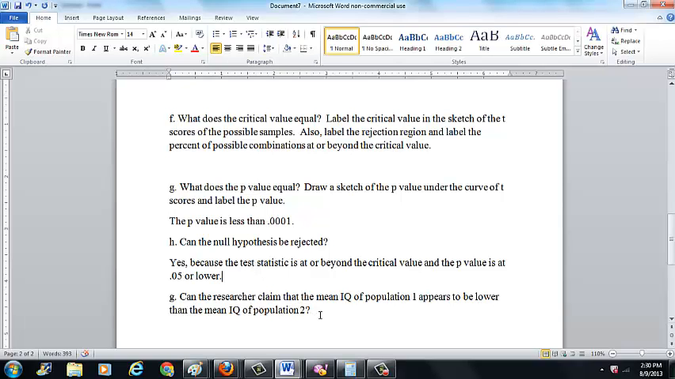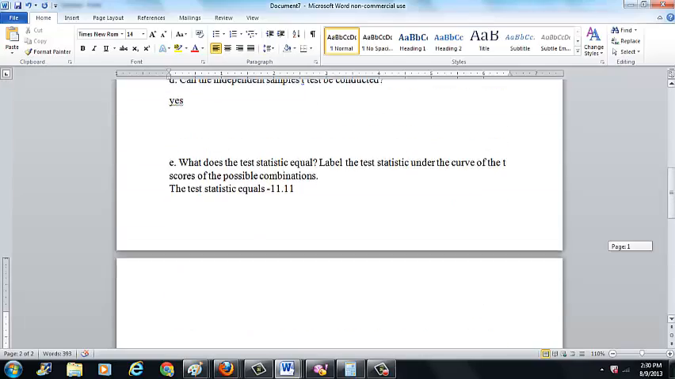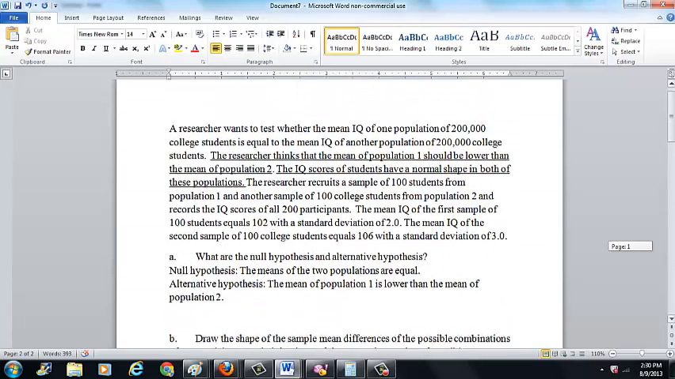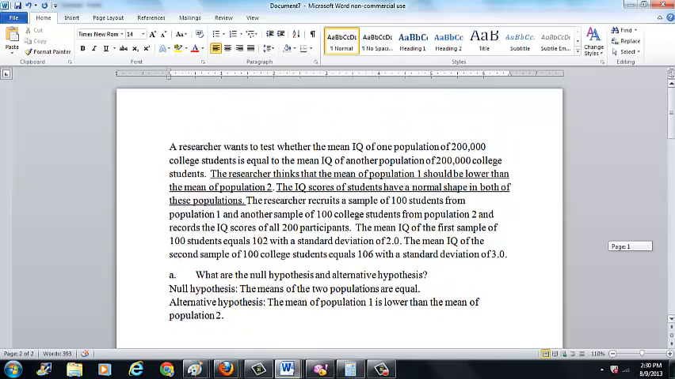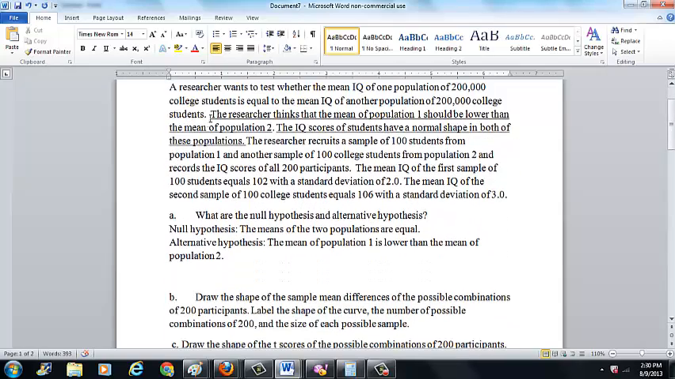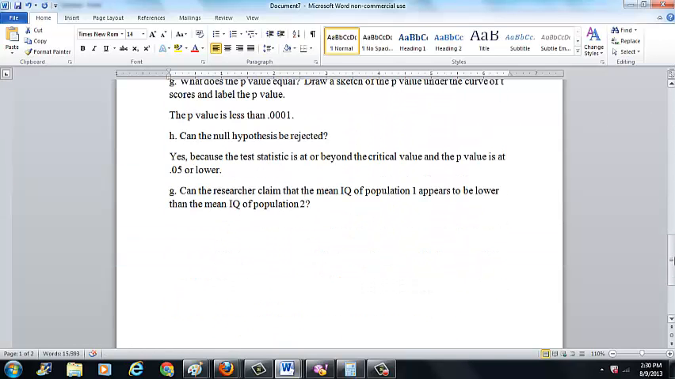And since we rejected the null hypothesis, the researcher can claim that the alternative appears to be true. The researcher hasn't proven that it's true, but a person can claim that it appears to be true. And the alternative says that the mean of population 1 is lower than the mean of population 2. This is a possibility that's been supported, so we can say yes.